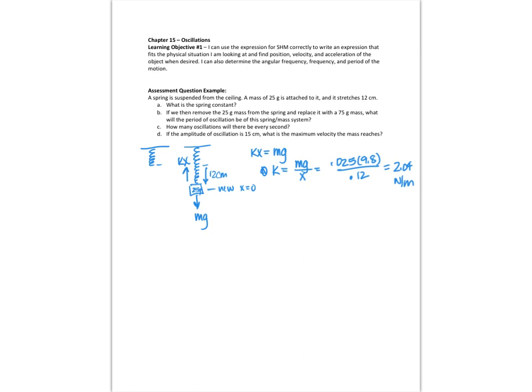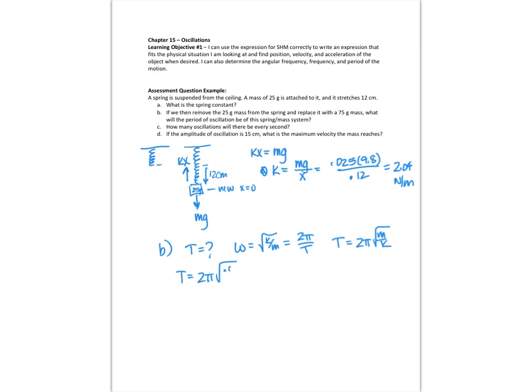We're going to take off the 25 gram mass and replace it with a 75 gram mass, and we want to know what the period of oscillation will be. I know omega is the square root of k over m, and that's equal to 2 pi over the period. So I can use this to find the period. It's going to be 2 pi square root of m over k.